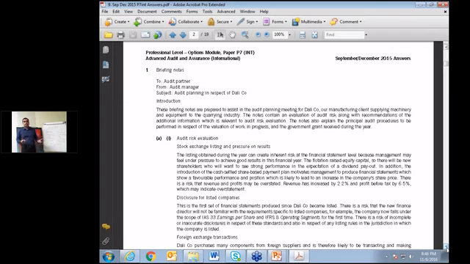This is the ACCA suggested solution. This is what ACCA suggests is the best answer. So some of the best candidates, probably getting very high marks, would probably have an answer something like this. You should try your best to be as close to this as possible.